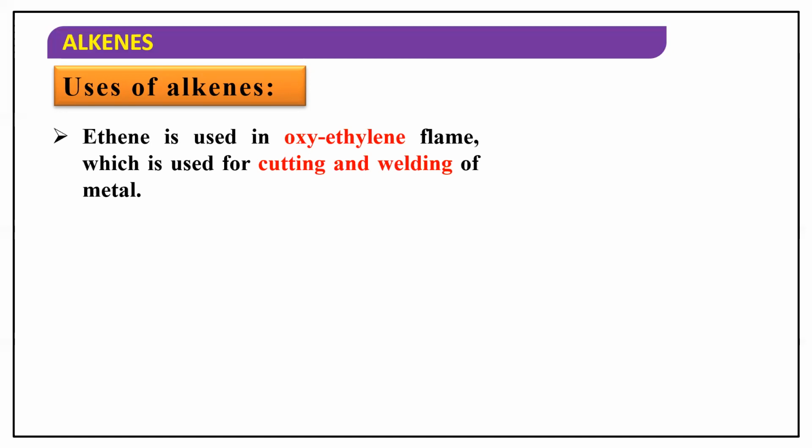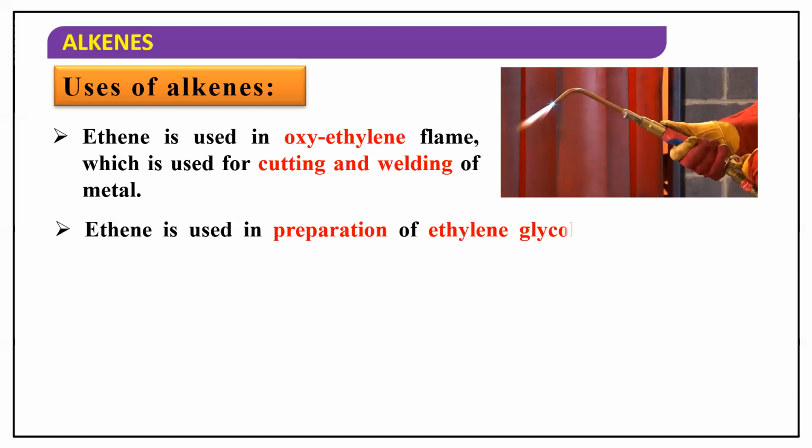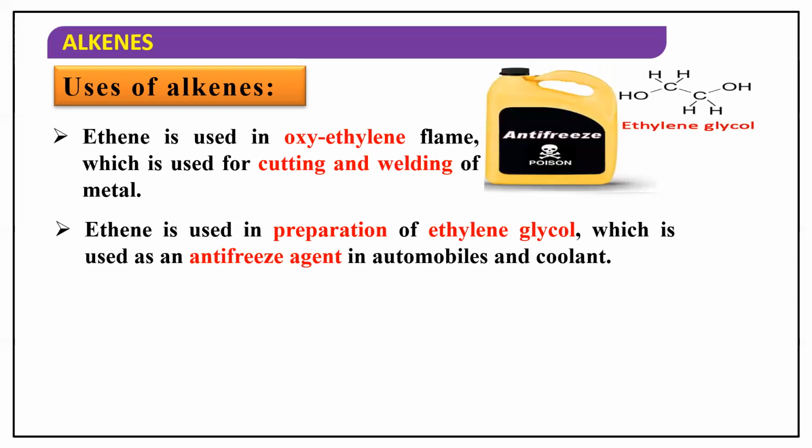Ethene is used in oxyethylene flame, which is used for cutting and welding of metal. Now, have you visited these fabrication shops where they cut metal and they weld metal? You see that flame that they use, usually the bluish yellow flame. That flame is actually from ethene. So ethene is used in oxyethylene flame, which is used for cutting and welding metal. Ethene is used in preparation of ethylene glycol, which is used as an antifreeze agent. So ethylene glycol is an antifreeze agent in automobiles as coolant.